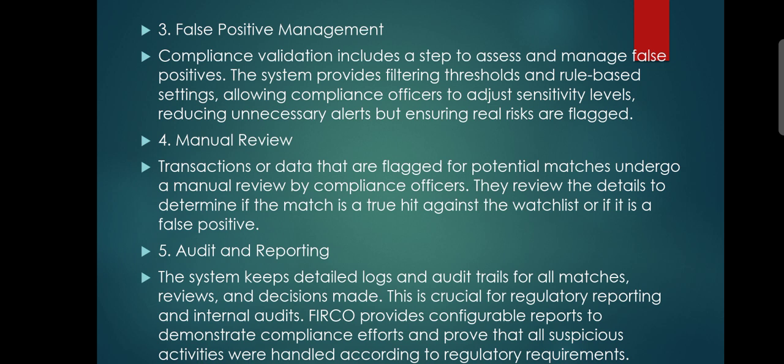The next one is the manual review. Transactions or data that are flagged for potential matches undergo a manual review by compliance officers. They review the details to determine if the match is a true hit against the watchlist or if it is a false positive. Now, once the system does its job, identifying the potential risk transactions, whether outgoing or incoming, they are made available to the system users. The system users are nothing but the operations users who do the investigation in the banking industry or the banks.